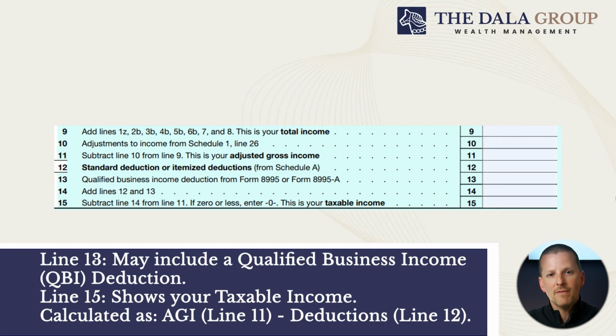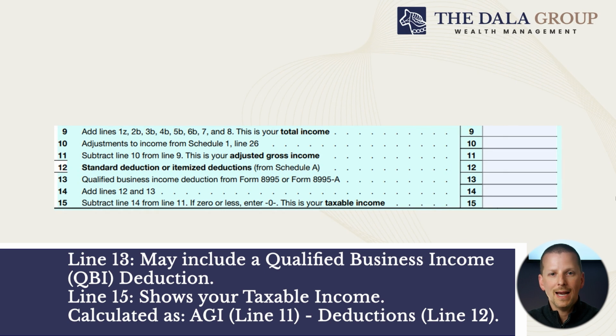Finally, you may have a qualified business income or QBI deduction on line 13. So you'll subtract your deductions from your AGI to get your taxable income on line 15. Now section 4 is taxes you owe. This is the amount due based on your taxable income. We have a graduated tax system, meaning different portions of your income are taxed at different rates. Your tax software or accountant will handle these calculations, ensuring accuracy. A link is provided in the description below explaining how your federal tax is calculated.